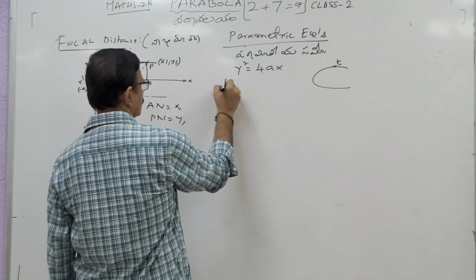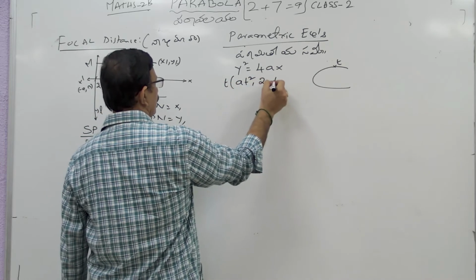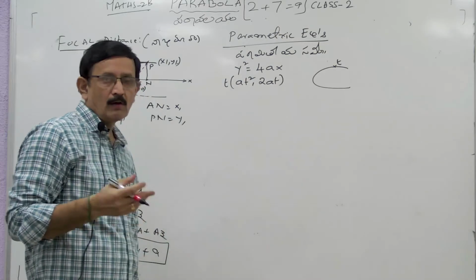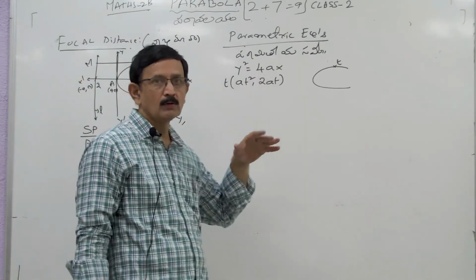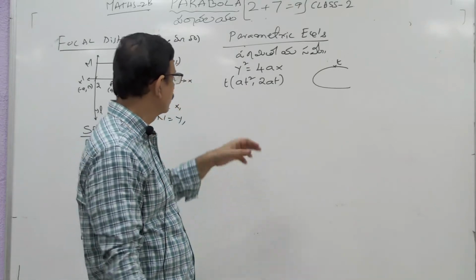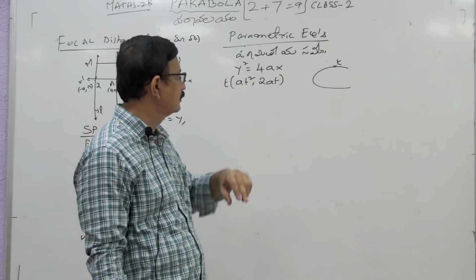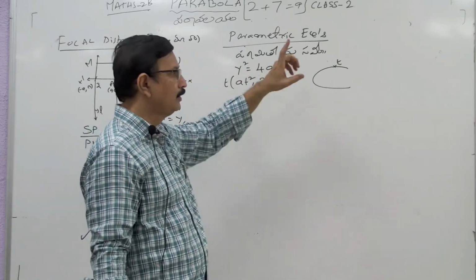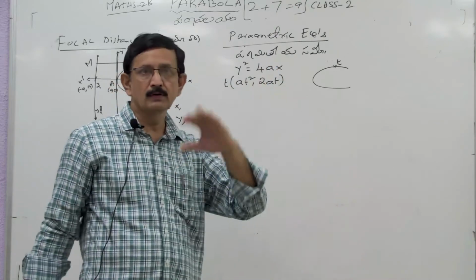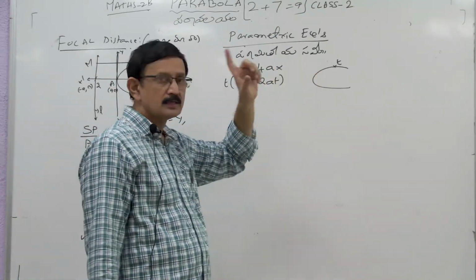Now let us take the coordinates of t as at square comma 2at. Why have you taken this point at square comma 2at? Substitute it in the above equation, it will satisfy, isn't it? So substitute y is equal to 2at and x is equal to at square. (2at) whole square means 4a square t square, and 4a into at square means 4a square into t square. LHS equals RHS. Therefore the point P lies on this parabola.